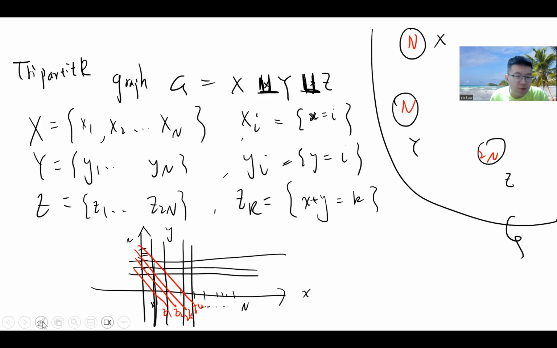Okay, so we need to define the edges, right? So what's the edge? We need to define in which case x and y are connected. So this is very simple. Our definition goes as follows: this is x, this is y, and they will always intersect at some point.